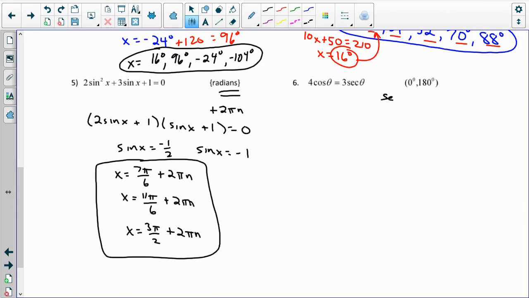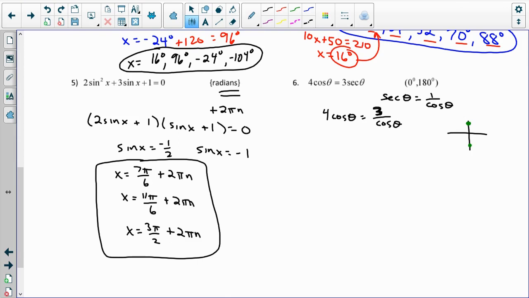Okay, secant is equal to 1 over cosine. So I have 4 cosine theta equals 3 over cosine theta. Just a reminder, where is cosine of theta equal to 0? Cosine of theta is equal to 0 at pi over 2 and 3 pi over 2. So if those, 90 and 270, end up being possible answers, then we have a problem.